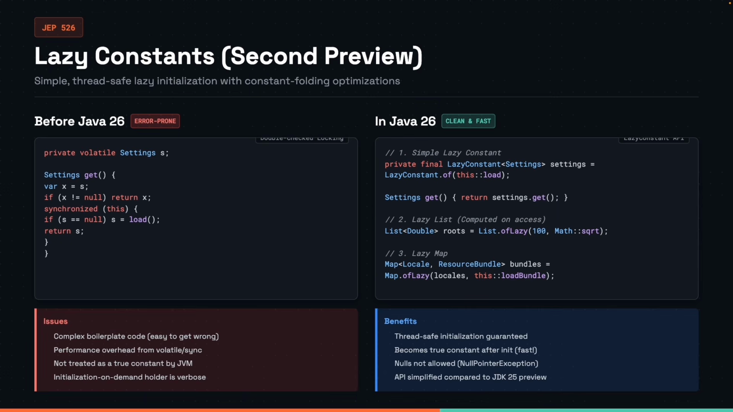So the first call executes the load method and stores the result. Subsequent calls return the stored value instantly. And it's thread safe, guaranteed by the JVM, no locks needed in your code. After initialization, the JVM treats this as a true constant. It applies constant folding optimization, making access as fast as a regular final field. You can also create lazy lists and lazy maps.